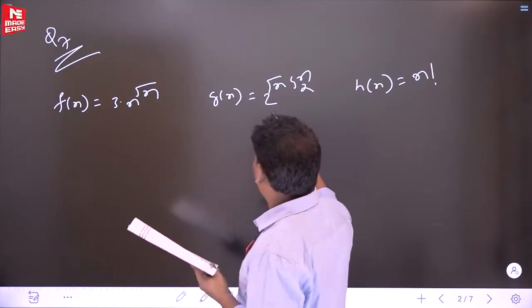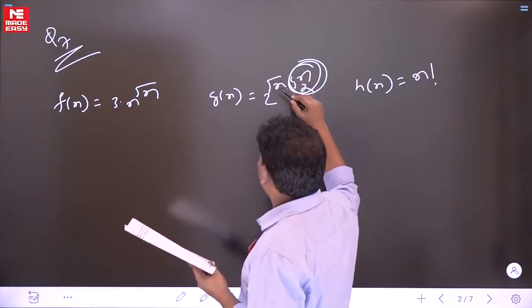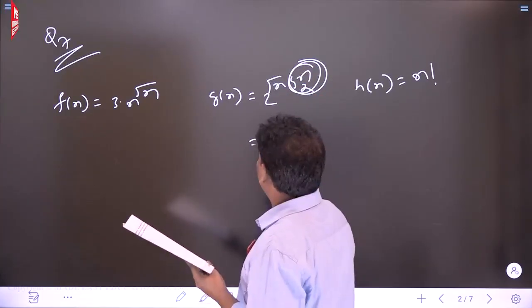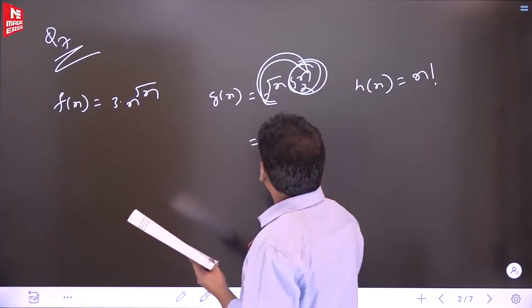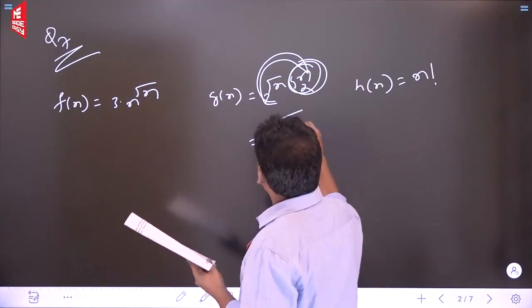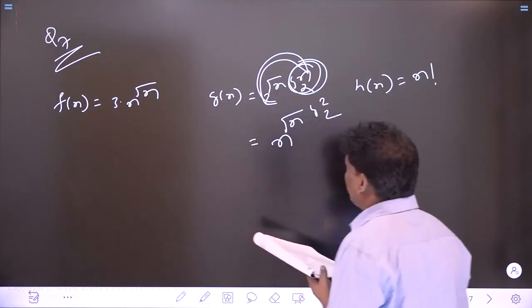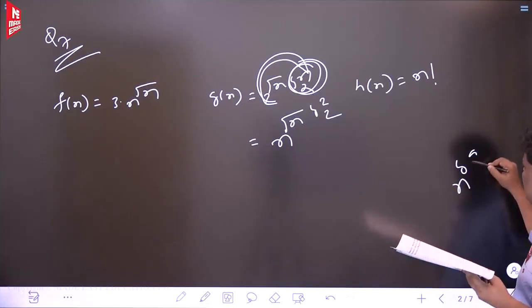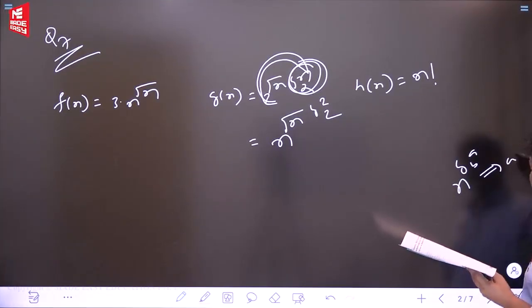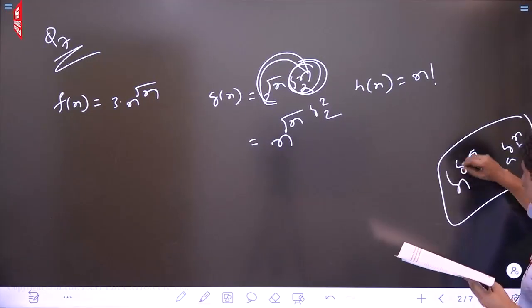Everyone knows, carefully listen: in the power, log is there. In the power, log is there. You can apply this formula. What is the answer? So these two you can exchange. It will become n power root n, log 2 base 2. In the power, log is there, that formula. What is the formula? This one: n power log a base b can be written as a power log n base b. These two you can exchange.